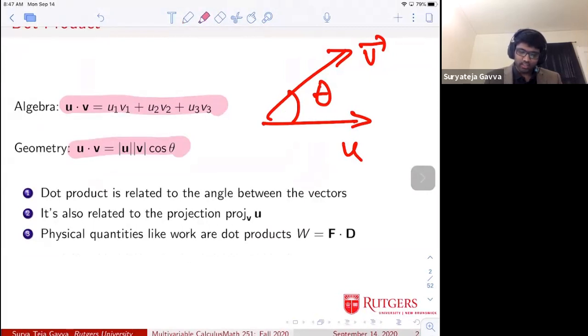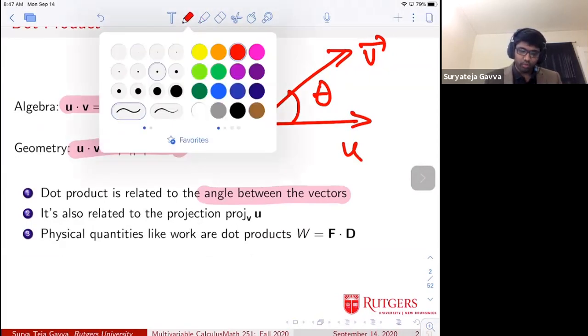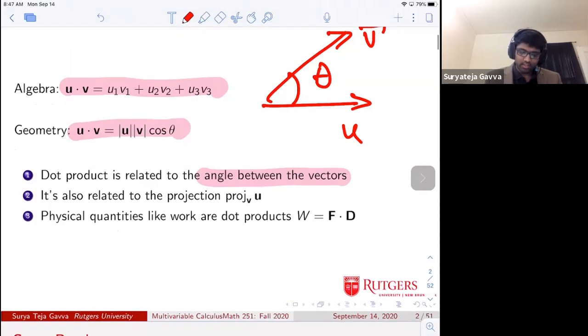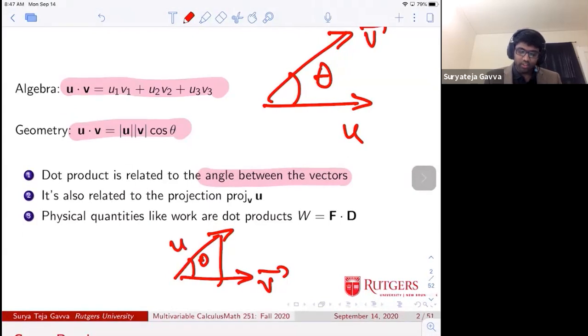So the dot product is related to the angle between the vectors, or rather, to the cosine of the angle. Also, the cosine of the angle between the vectors is related to projections, so you need to know how to compute the length of the projections. If you have this vector v and this vector u, the same picture, and cosine theta, then u cosine theta will give you the length of the projection. So u dot v is related to the length of the projection.